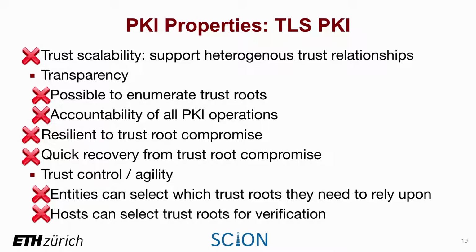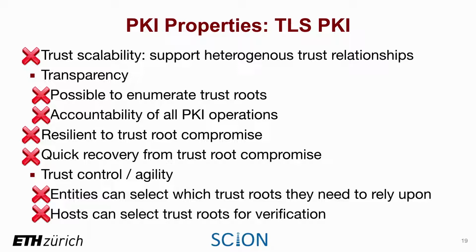So if you look at the properties of the current TLS public key infrastructure, you see that it doesn't achieve any of the properties that we seek. It doesn't achieve trust scalability because it cannot support heterogeneous trust relationships. If a user or an entity decides not to trust the CA, all the entities that are authenticated through the CA cannot be authenticated anymore. And therefore, there's no real notion of trust scalability that can be achieved today.